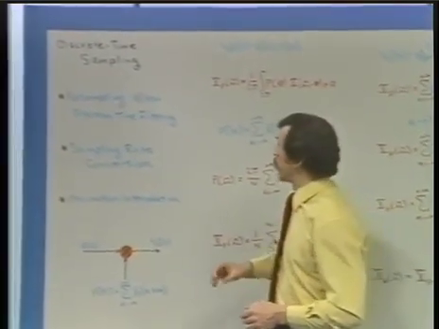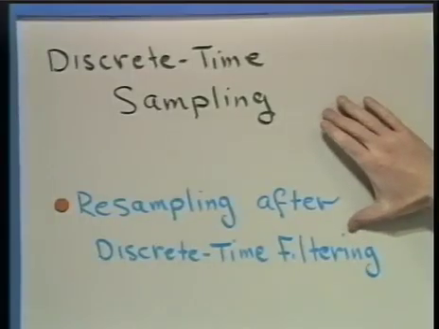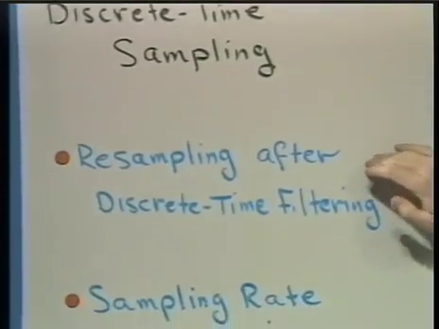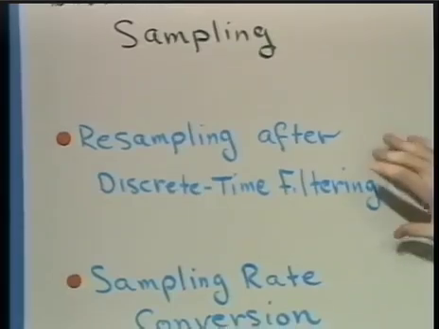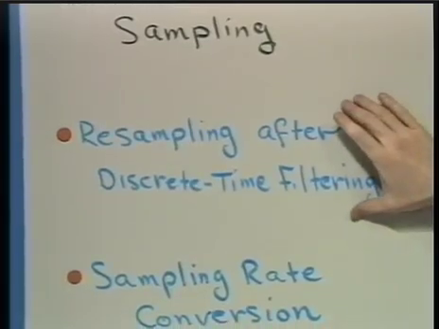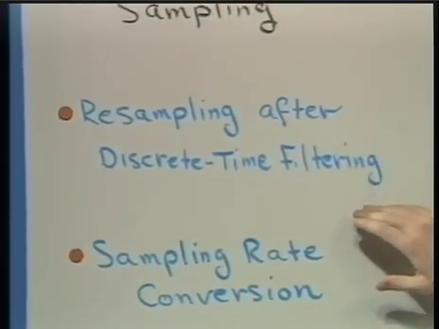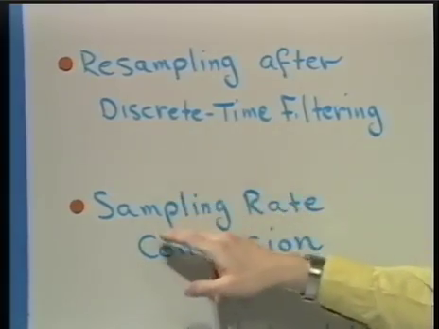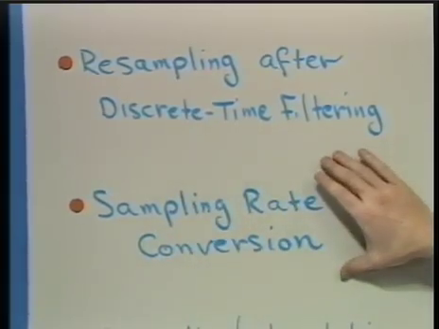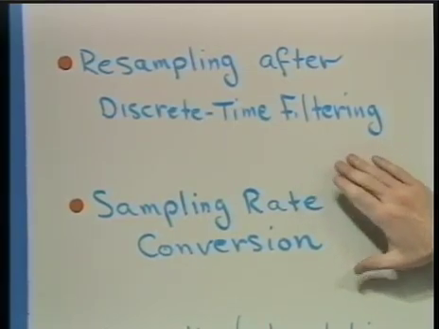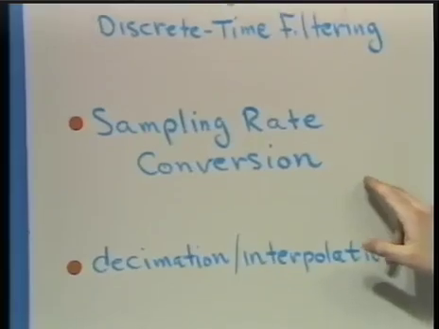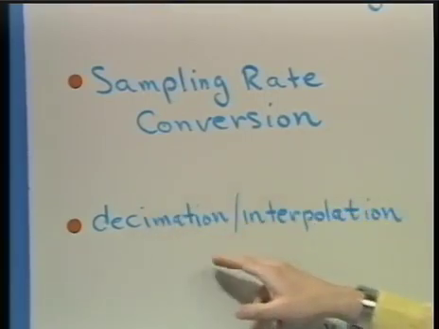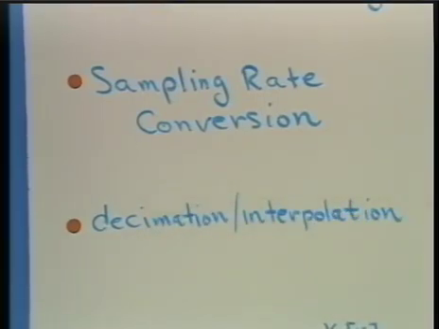So discrete time sampling, as I indicated, has important application in a context referred to here, namely resampling after discrete time filtering. And closely related to that, as we'll indicate in this lecture, is the concept of using discrete time sampling for what's referred to as sampling rate conversion. And also closely associated with both of those ideas is a set of ideas that I'll bring up in today's lecture referred to as decimation and interpolation of discrete time signals or sequences.